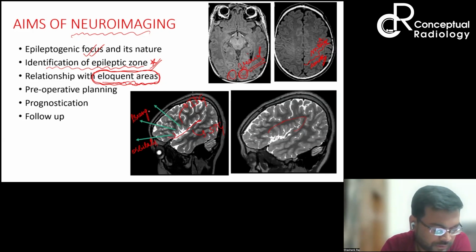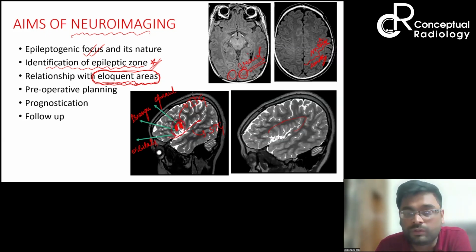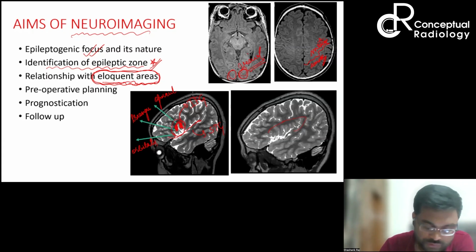Pars triangularis, and here we have pars opercularis. Part of triangularis and opercularis forms the Broca's area, so this is again an eloquent area. This is the superior temporal gyrus. In the superior temporal gyrus, we have what is called the Heschl's gyrus. This is the primary auditory cortex. Again, this is eloquent.